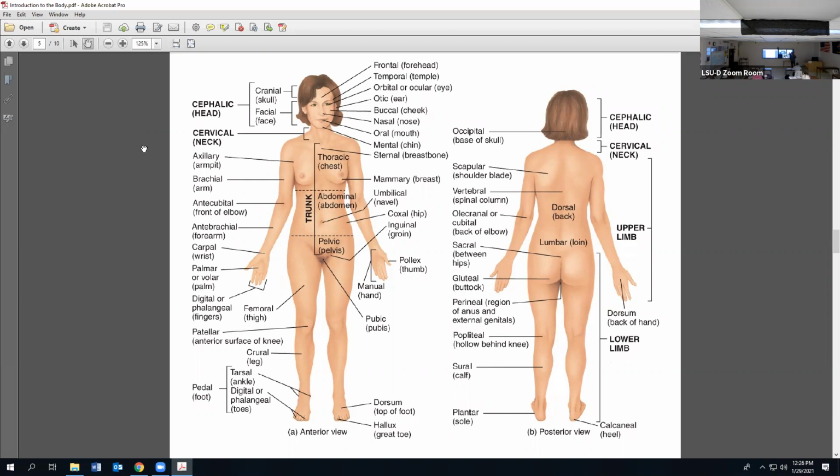And the other term, which is not in parentheses, is what we call its anatomical term. These are terms that you will need to know, not only for exam 1, for exam 2, all the way through exam 8. Okay? And here is an easy example of why these are important to know. I have students do this every semester.